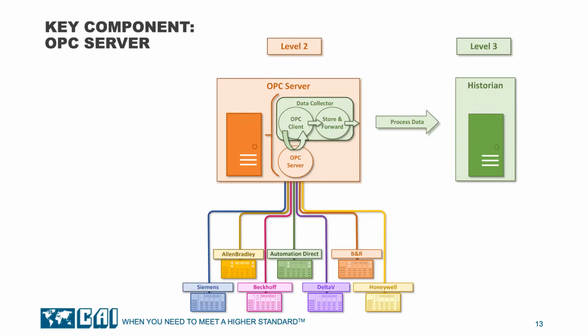OPC uses a client-server architecture. In the OPC standard, an OPC server is a software program that publishes data per the standard, and an OPC client is a software program that consumes data from an OPC server. The client computer will have the OPC client software installed on it.